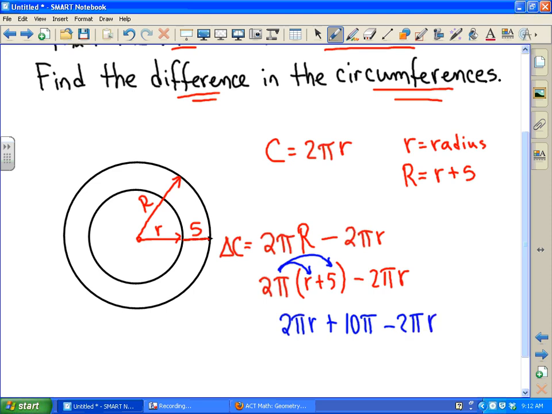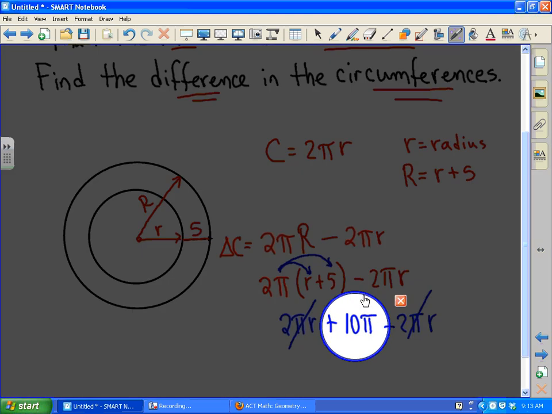And you notice here that this 2 pi r will cancel with that 2 pi r. And so we're left with the difference in circumference is going to be 10 pi. And that was your answer for this problem.